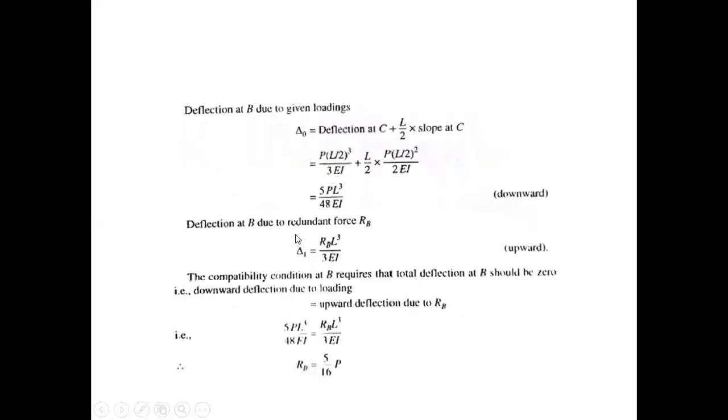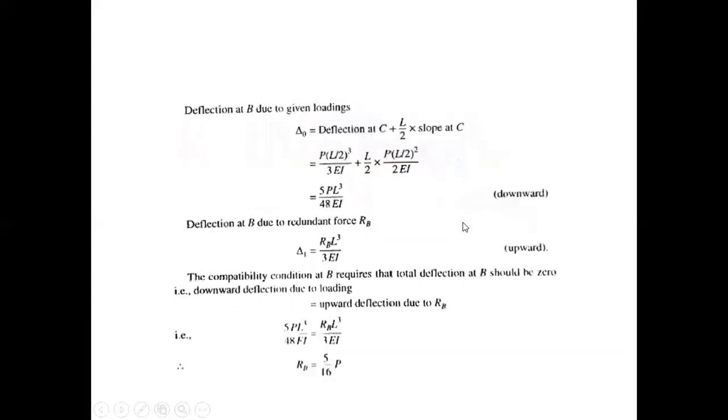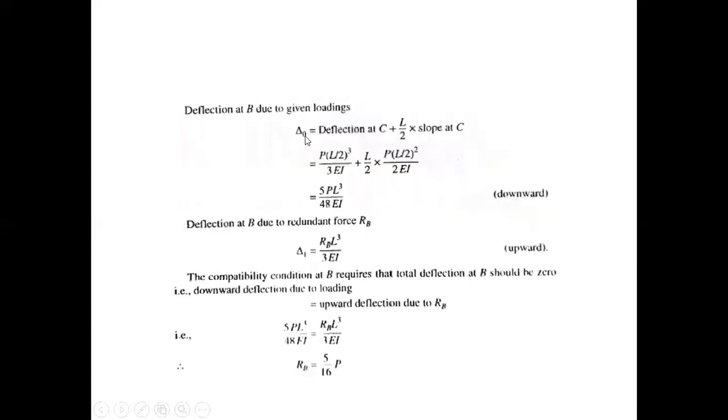So let us see the deflection at B due to the given loading. The given loading is load P. So the deflection at B due to load P, we'll calculate the deflection at B. Obviously we know that is delta naught. So delta naught will be the deflection at C plus L by 2 multiplied by the slope at C.